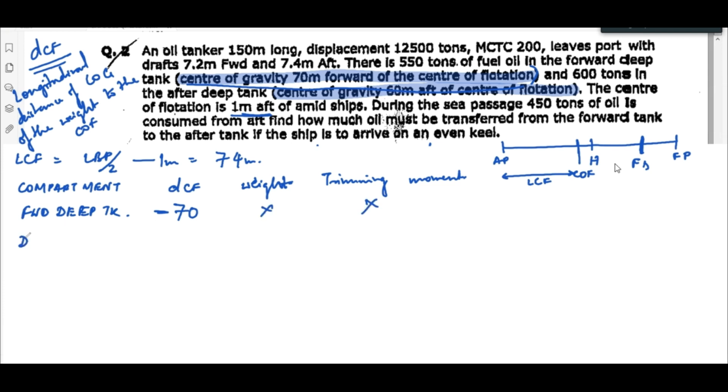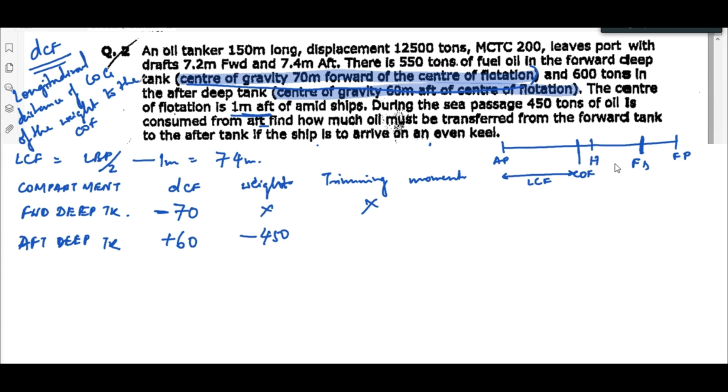Then we come to the aft deep tank. Plus 60. Now they are consuming something, -450. So we have a trimming moment here. I was asking that, sir, because no operation was done, I thought we would not write it. No, but we will need that. If we don't write it here, we will need it in the next step, where we will assume X. Sir, can't we directly write -130 as DCF and X in weight?